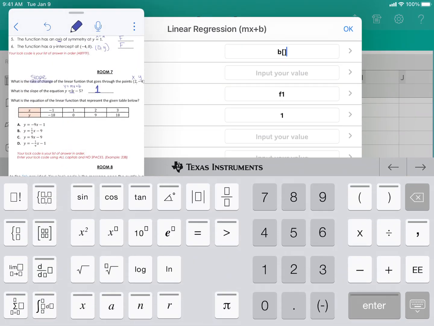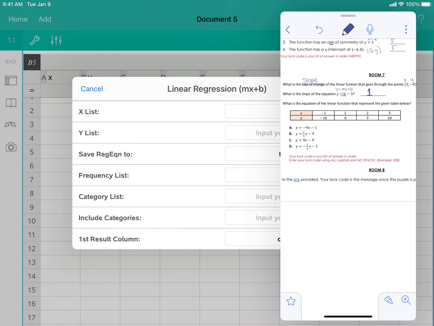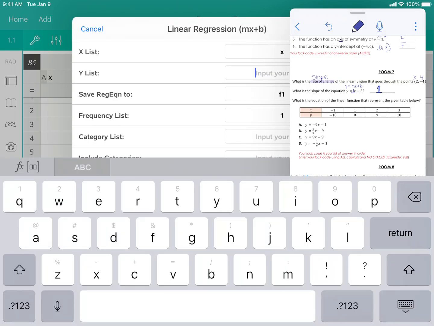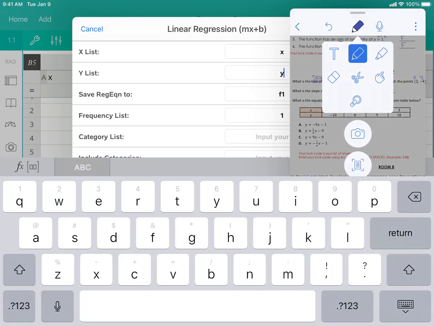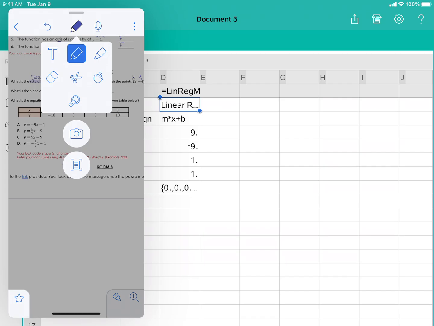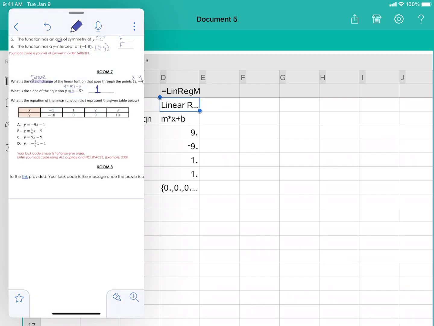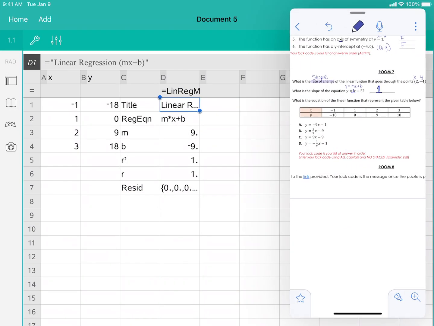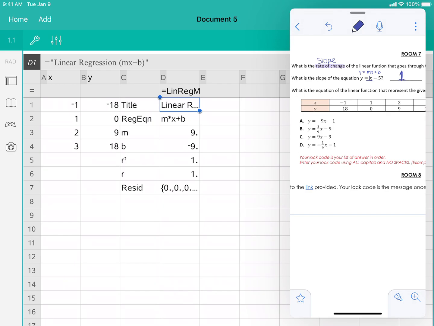Okay, for my X list, I type in X. My Y list, I type in Y. Again, my paper's always in the way. And then, oops, I drag it back over, hit OK. So again, I want the equation, so I need M and B, which it looks like my M is 9, and my B is -9. And that's all I need from that.